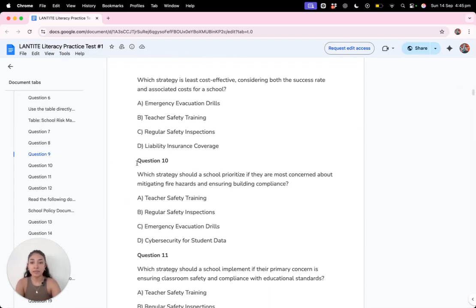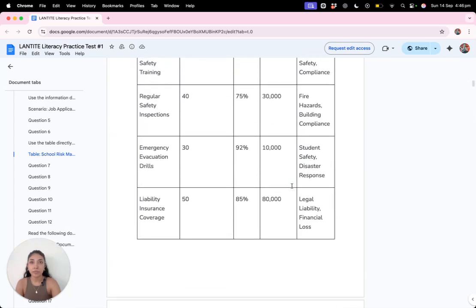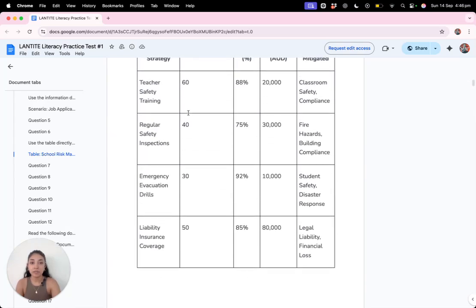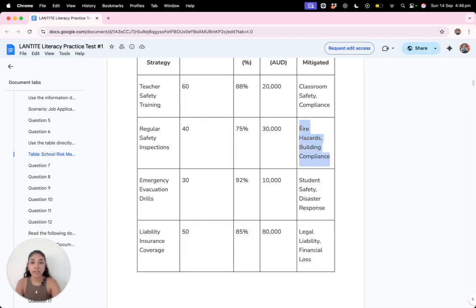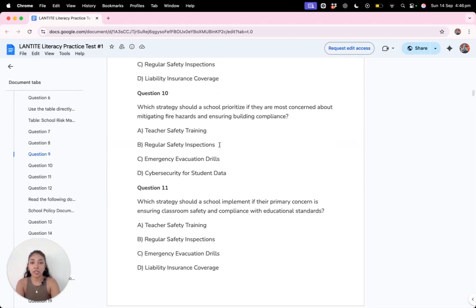Now, question 10. Which strategy should a school prioritize if they are most concerned about mitigating the fire hazards and ensuring building compliance? So if you're looking up here, fire hazards, so regular safety inspections. So I'm going to go with B. Regular safety inspections specifically targets fire hazards and building compliance, making them the most appropriate strategy for addressing these concerns. Okay, so question 10 is B.